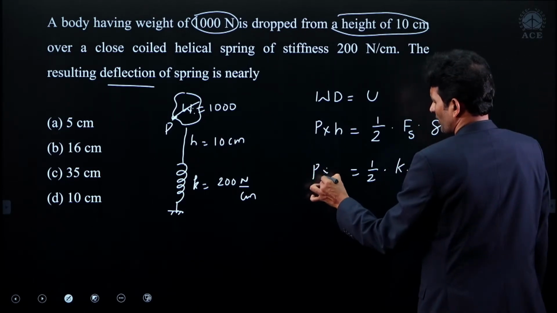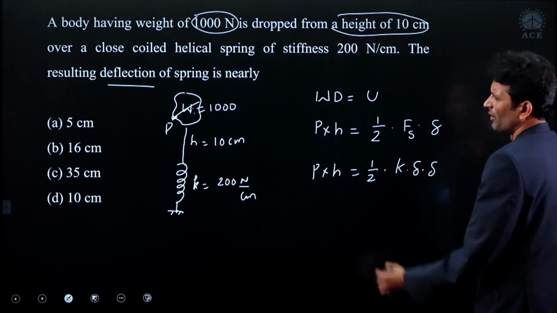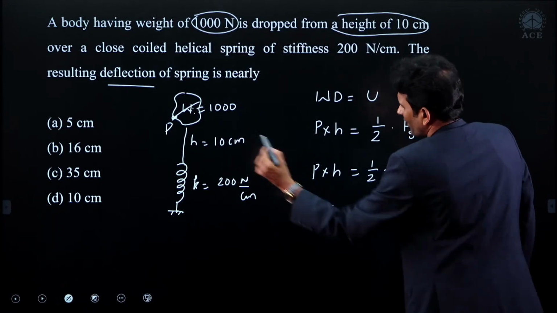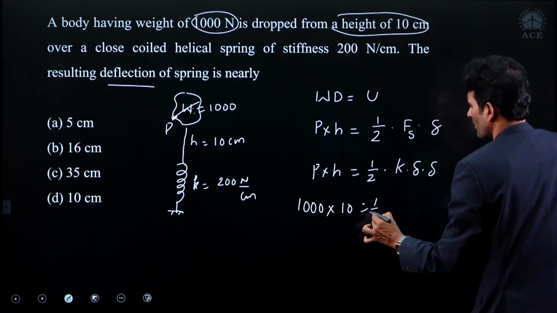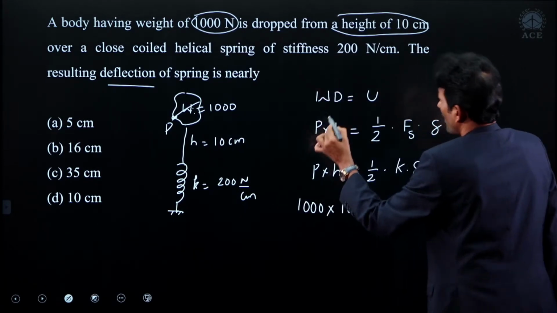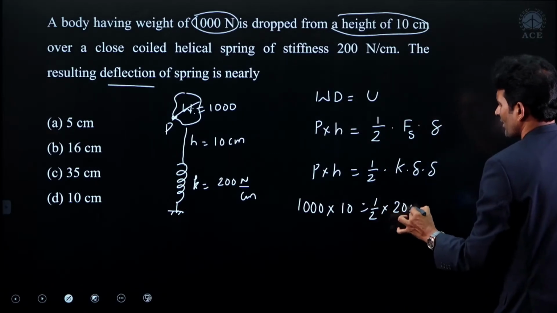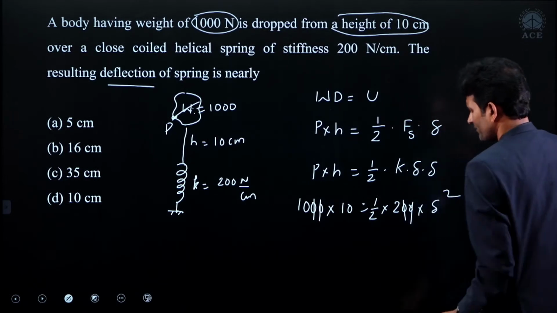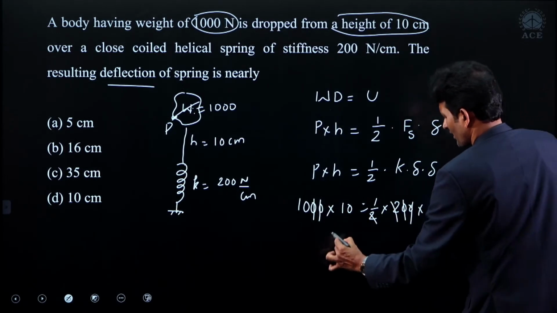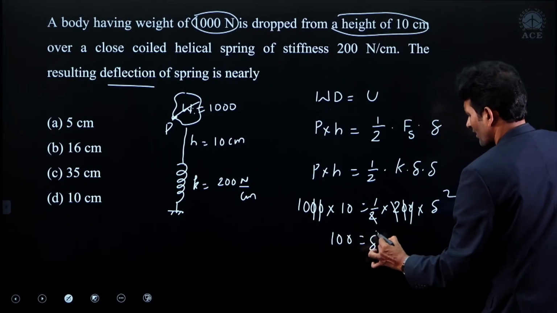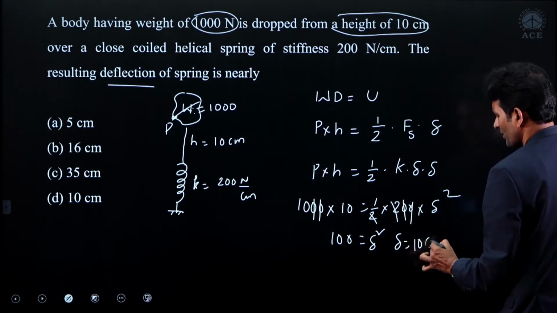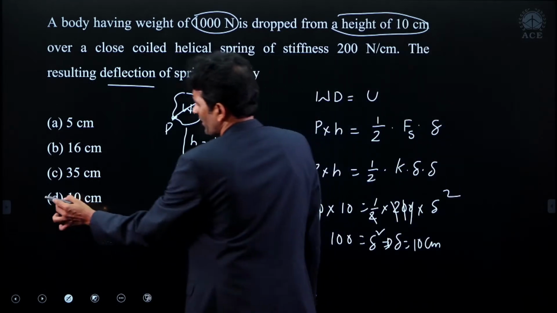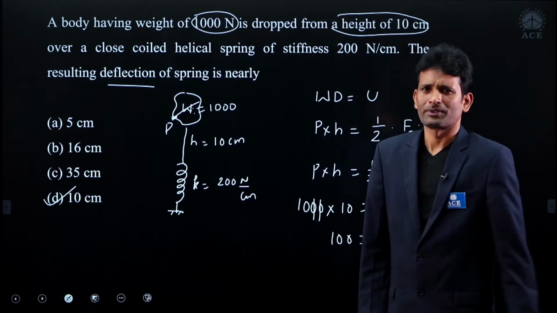We saw this in the previous problem also. Just use all the values. P is given as 1000 and H is 10. That should be equal to half into K, which is 200, into del square. 2 zeros are getting cancelled, 2 is getting cancelled. 100 equal to del square. Del comes to 10 centimeters. Option D is correct for this question.